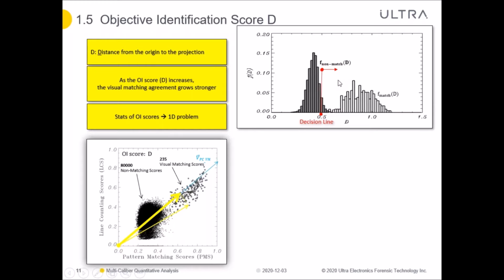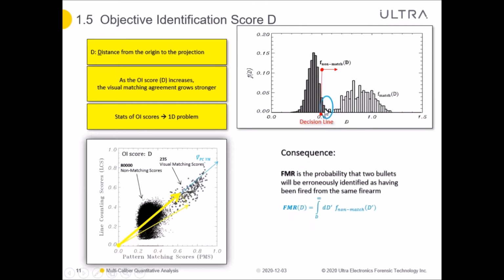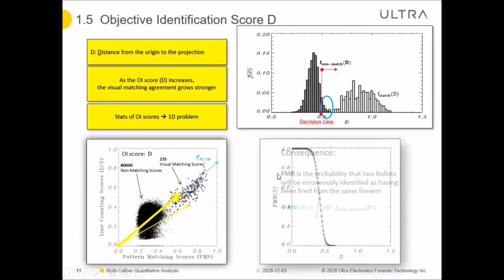But taking that decision has a consequence. We have a portion of the non-matching score distribution above that line, and this is my false match rate. It is the probability that two bullets will be by mistake identified as being shot by the same firearm. Here I have the false match rate as a function of the objective identification score. If I set a decision line at 0, we have 100% of the non-matching score distribution above. We have a false match rate of 100%.